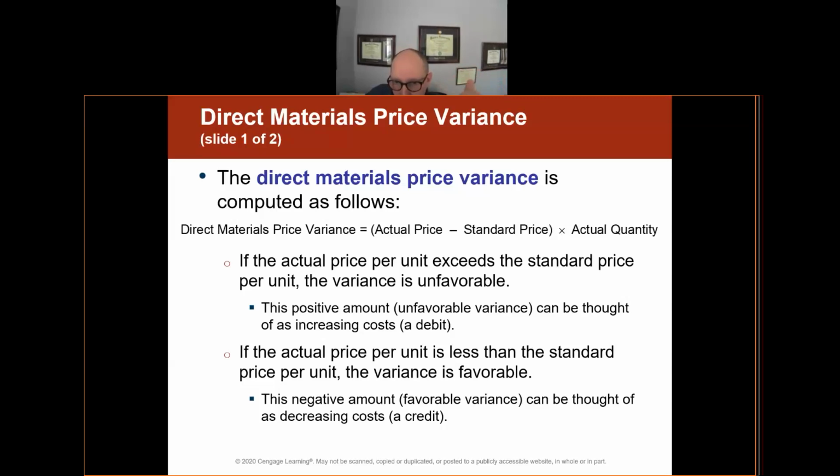Remember, if the actual price exceeds the standard price, it's unfavorable. If the actual price is less than the standard price, then it's favorable. Think of the words favorable and unfavorable. It's favorable if the actual is less than the standard. Actual less than standard, favorable. And then the opposite is also true. If the actual is greater than the standard, it is unfavorable.